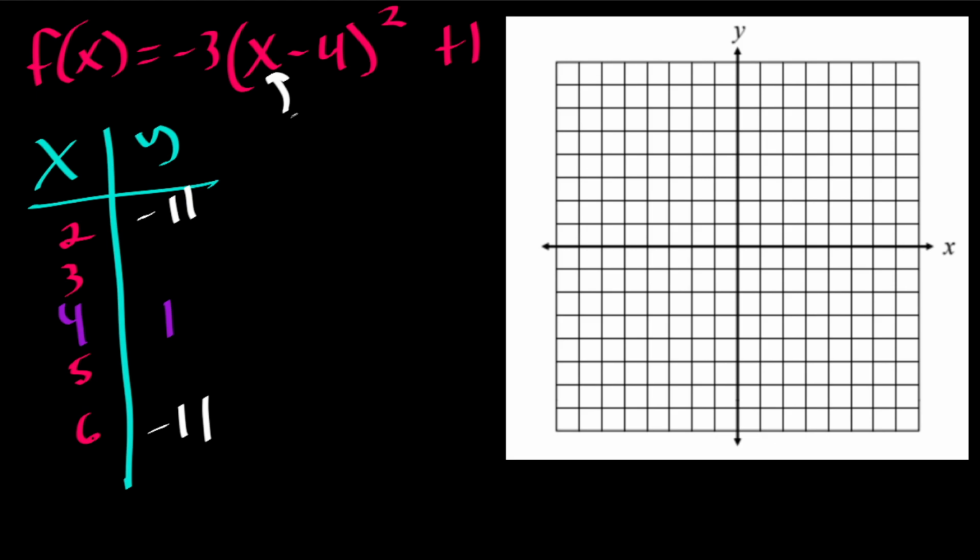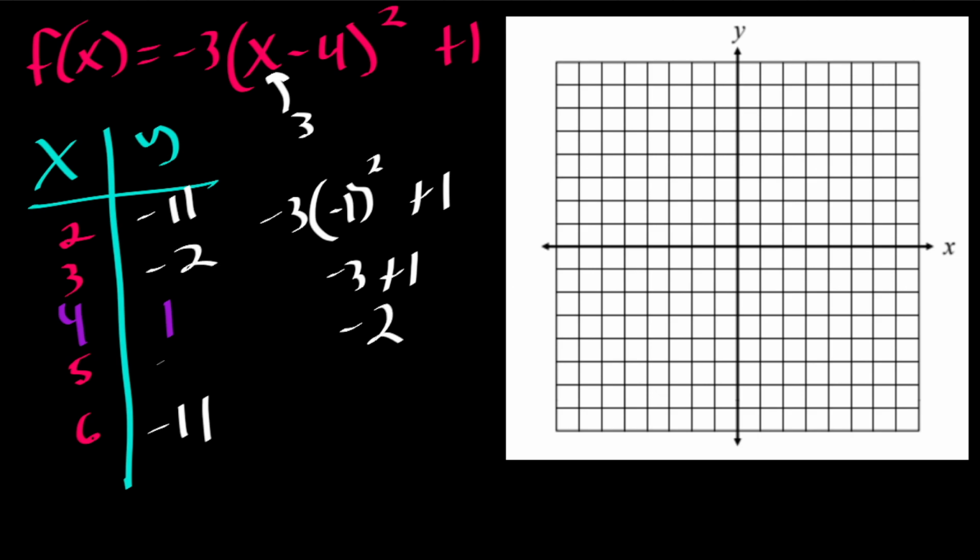All right, now let's plug in 3. We're going to get negative 3 times negative 1 squared plus 1. Actually, that was kind of poor writing on my part. I wrote it right into the graph. All right, so negative 3 times negative 1 squared plus 1. That would give me negative 3 plus 1. So it should be 3, negative 2. There we go, negative 2. All right, so now if 3 is negative 2, that means 5 is also negative 2.